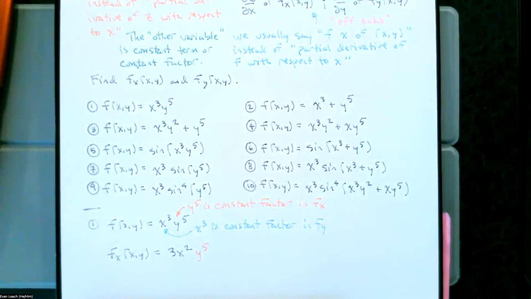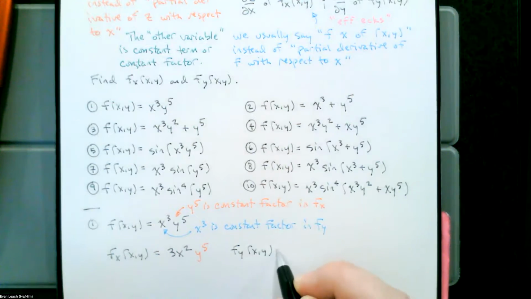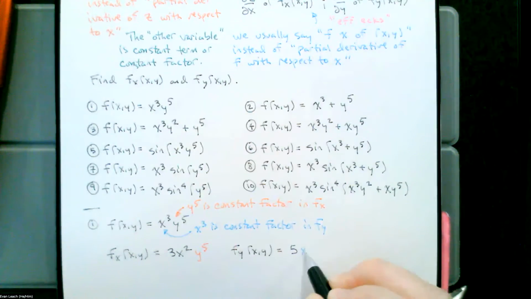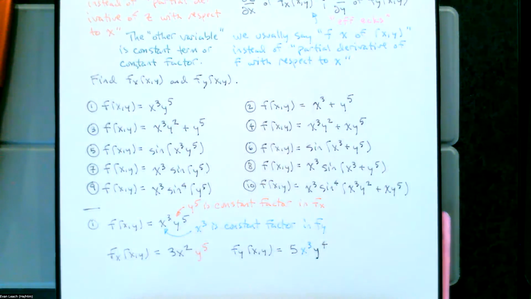For our other partial derivative, fy, x to the third is a constant factor. We'll take the derivative of y to the fifth, which is 5y to the fourth, and just multiply by the x to the third. So fy at xy will be 5y to the fourth times x to the third. We looked at how the x and y are included, and they're included with multiplication, so they're constant factors when they're the other variable.